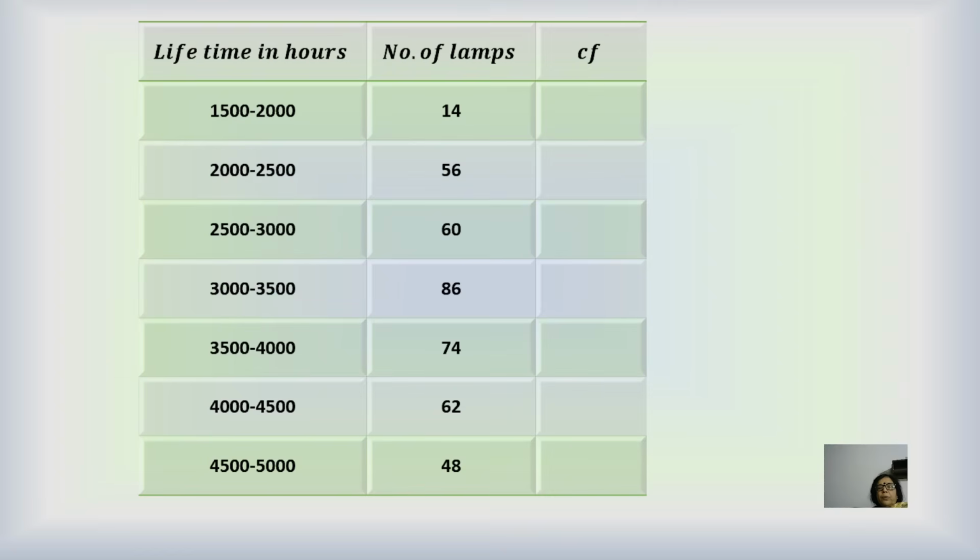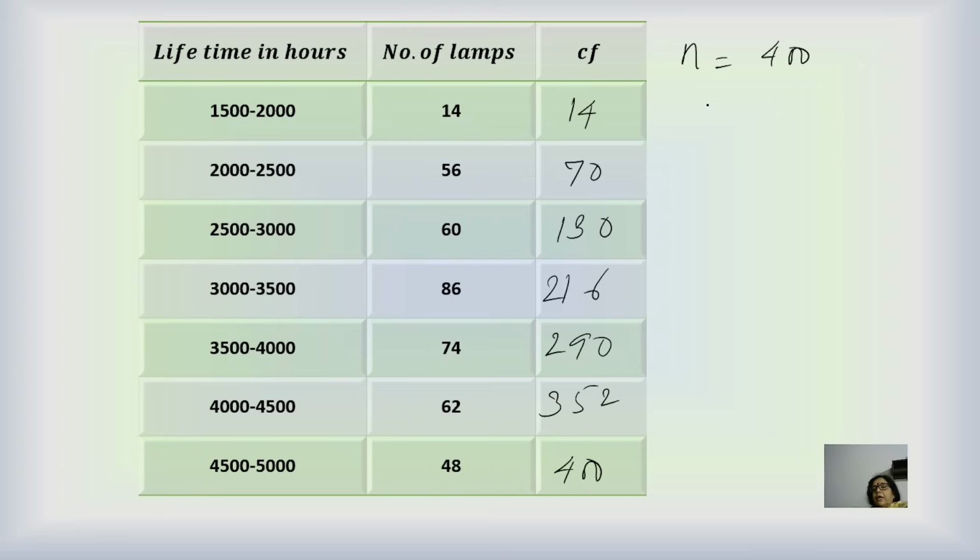So here also, first of all, what we do is make a cumulative frequency column and find out the cumulative frequency. So this will be 14, this will be 56, 60, 70, this will be 130, then this becomes 216, this will be 290, this will be 215, and this is 3, and this is equal to 400. Now in the grouped data, for calculation of median, there is a formula. Here we are getting n as 400. So n by 2 of course is 200 over here.